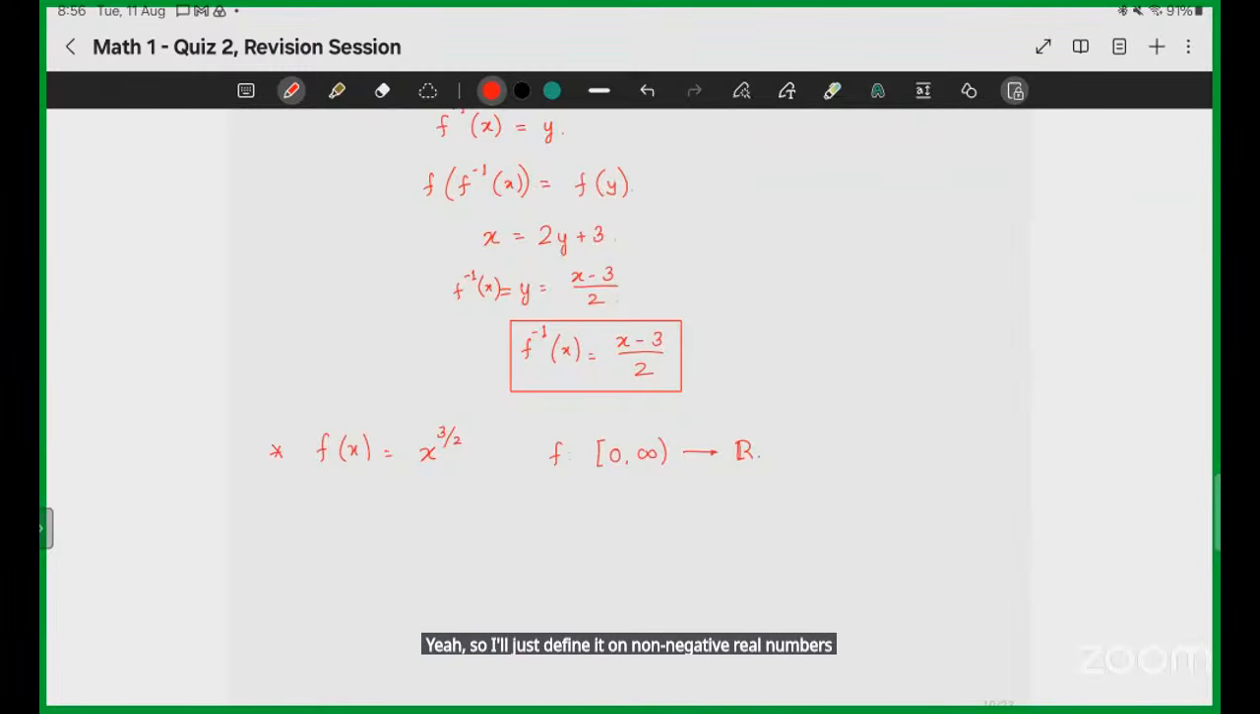Now, is it a 1-1 function, first of all? I think that it will be. Yeah, it will be 1-1. Why will it be 1-1?